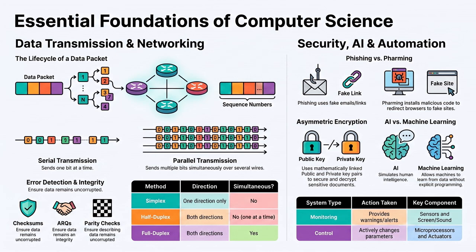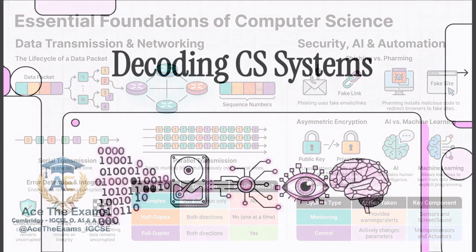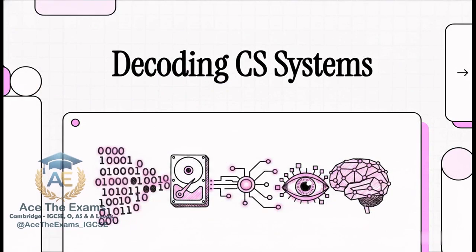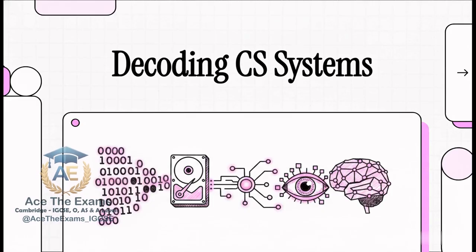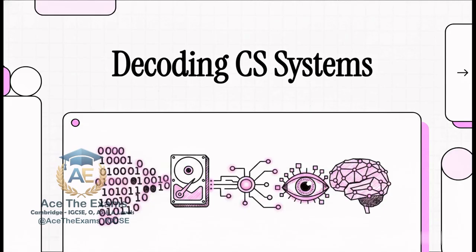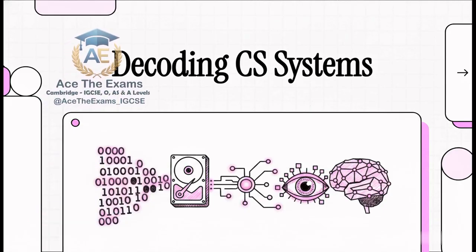Welcome to another explainer. Today, we're doing something really cool. We are tracing the entire life cycle of digital data. We're following it from its raw binary birth all the way to its final interaction with advanced artificial intelligence. We're going to decode exactly how these computer science systems operate, literally from the ground up.